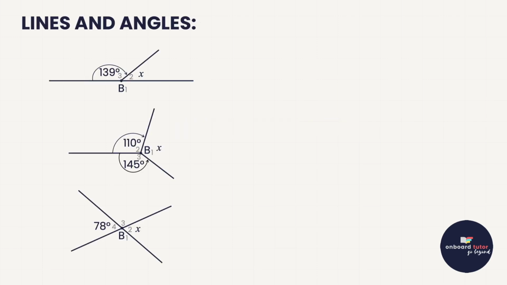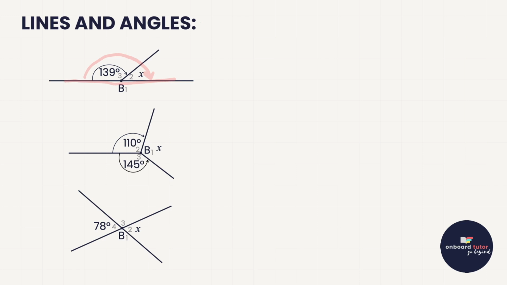The first group that I want to look at is the group of lines and angles. When we are dealing with straight lines, we know that certain things are always going to be true regarding the angles. The first one should look very familiar to you. Here we've got angles B1, B2, and B3. If we are asked to determine the size of this missing x, we can use the fact that two angles next to each other on a straight line add up to 180 degrees.